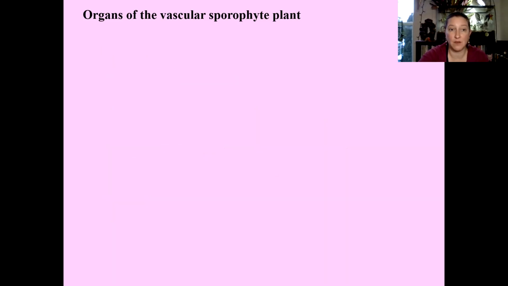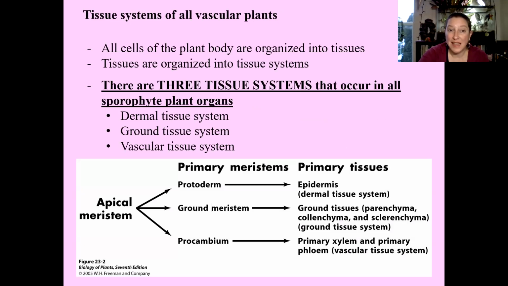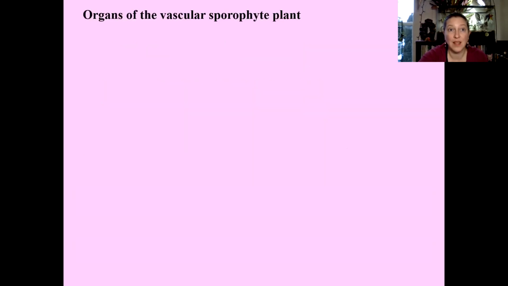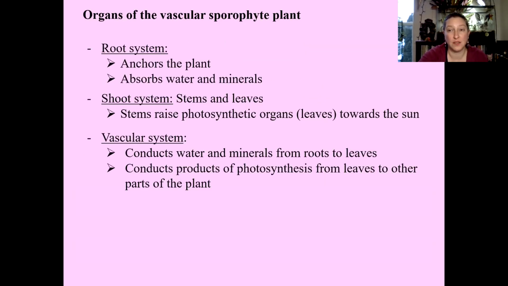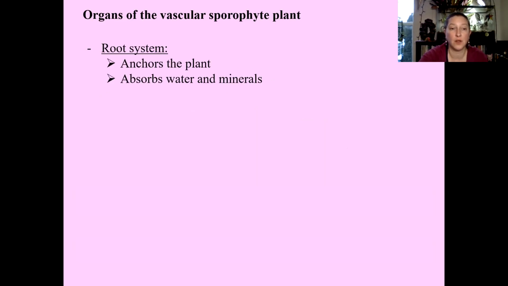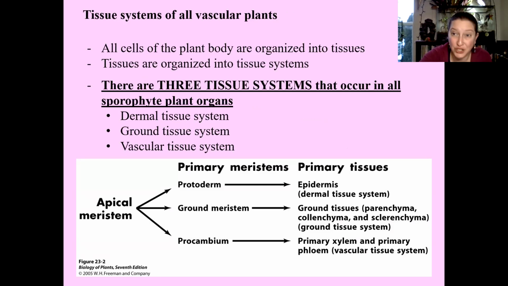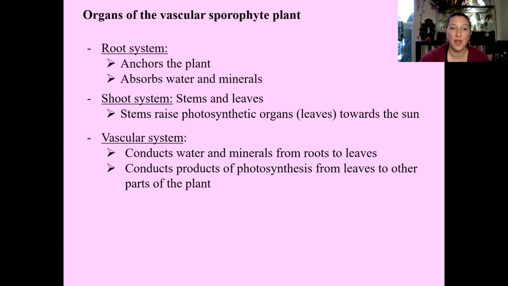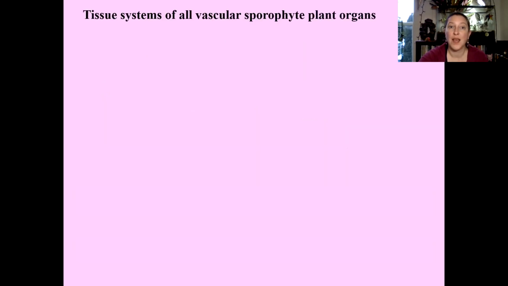So just so you don't get confused, these are tissue systems, right? Dermal tissue system, ground tissue system, vascular tissue system. These are organs. They're still organized into systems, but these are organs: root system, shoot system, vascular system. I know it can be a little confusing because you have vascular tissue system, right? But these are organs here on this slide. And sporangia, of course. Okay.